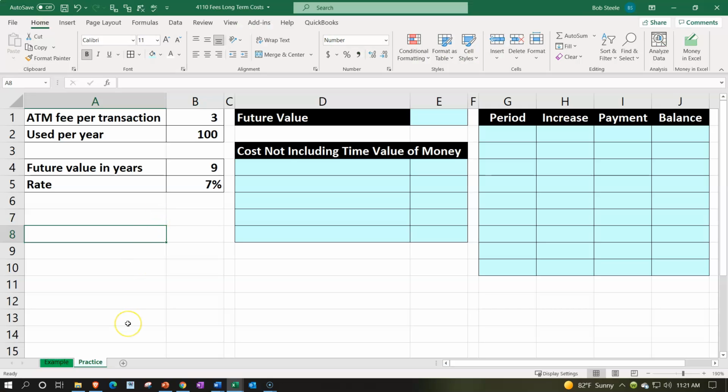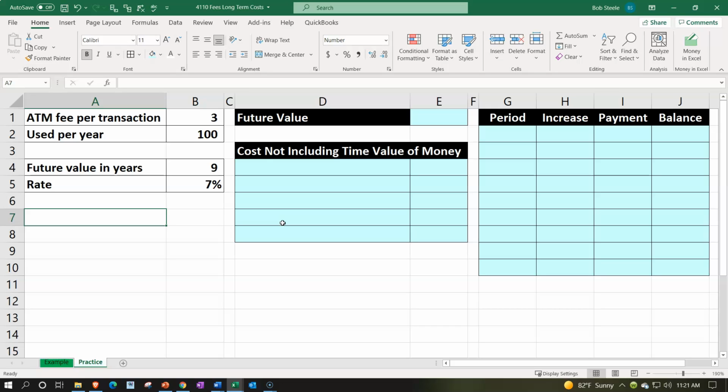Here we are in our Excel worksheet. If you have access to the Excel worksheet and would like to follow along, note that we're down here in the practice tab as opposed to the example tab, the example tab in essence being an answer key. Information is on the left-hand side. We're going to populate that into the blue area on the right-hand side, looking into the cost of fees.